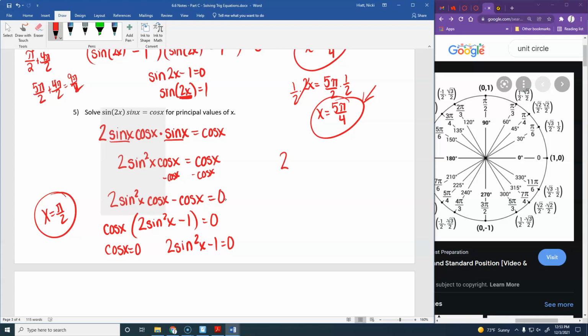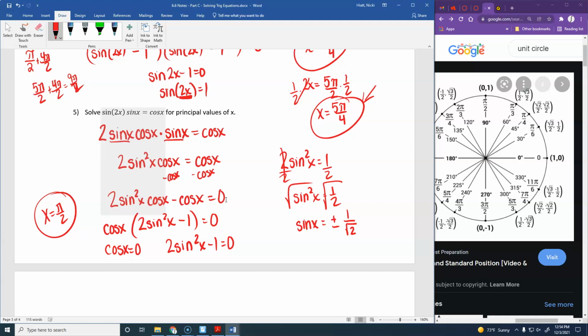And then over here, we'll have 2 sine squared x equals 1. We'll divide by 2. Sine squared x will equal 1/2. What do we have to do now? Square root. What's that going to give me? How do we square root a fraction? Square root the top, square root the bottom. So top's going to be 1. Can't do the square root of 2, so I'm just going to have to leave it square root of 2 there, right? That's not on the unit circle.